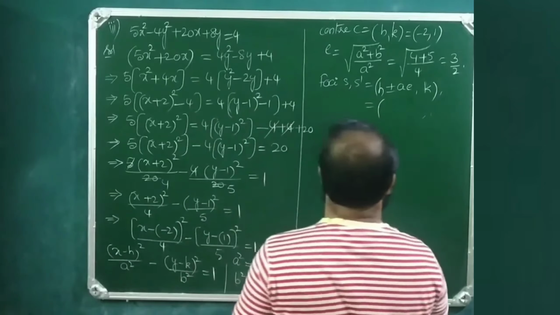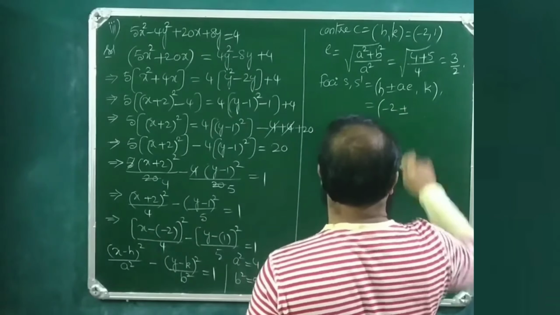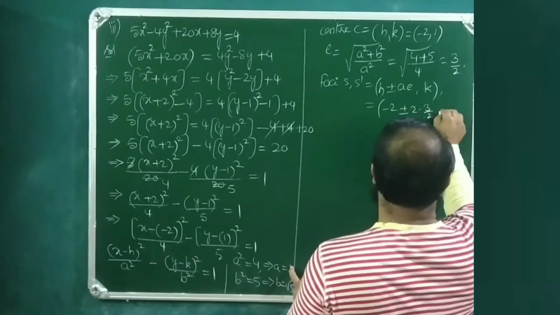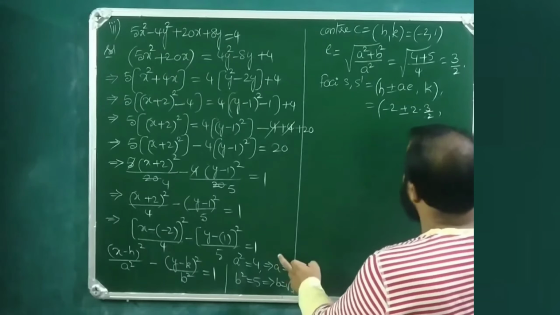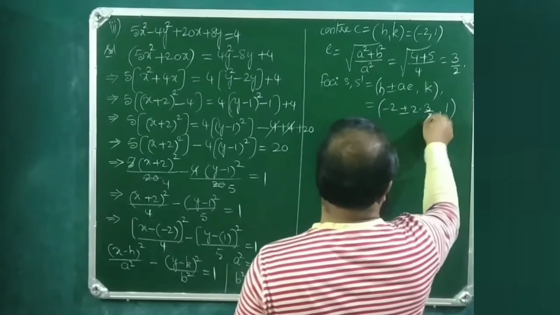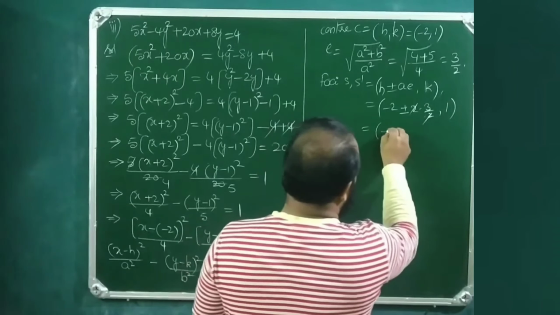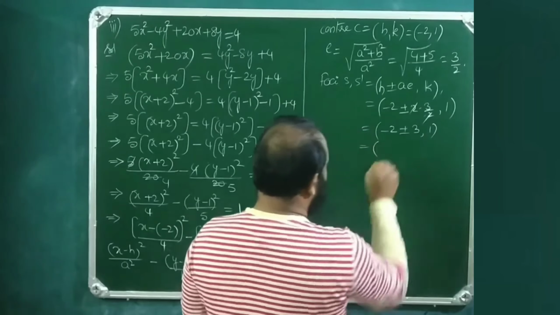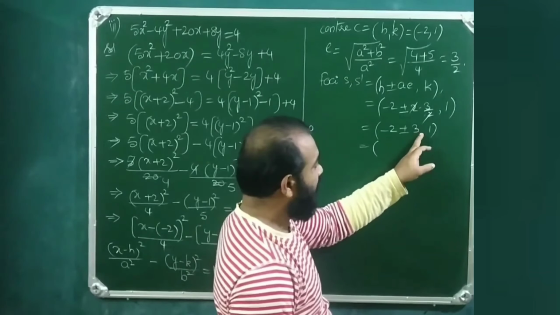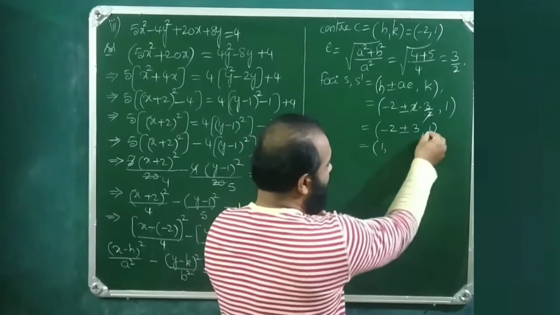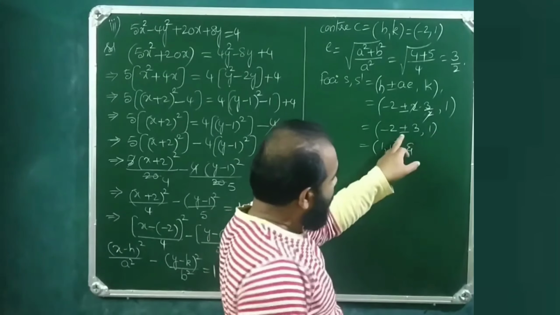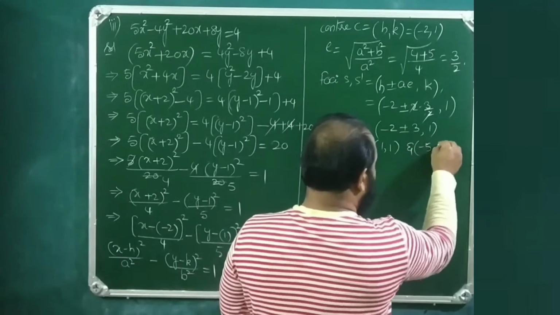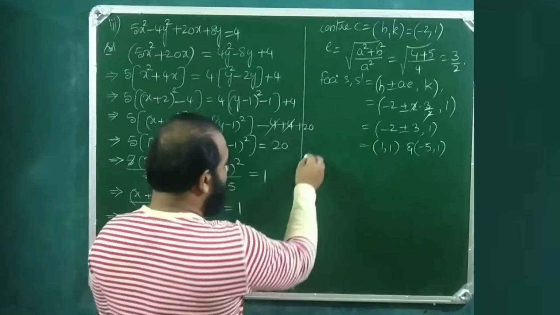So this is h = −2 ± a, which is 2, into e, which is 3 by 2, comma the value of k is 1. So 2 gets cancelled: −2 ± 3, comma 1. So first you consider plus: 3 − 2 is 1, comma 1, and you consider minus now: −3 − 2 is −5, comma 1. Now the equation of the directrices.